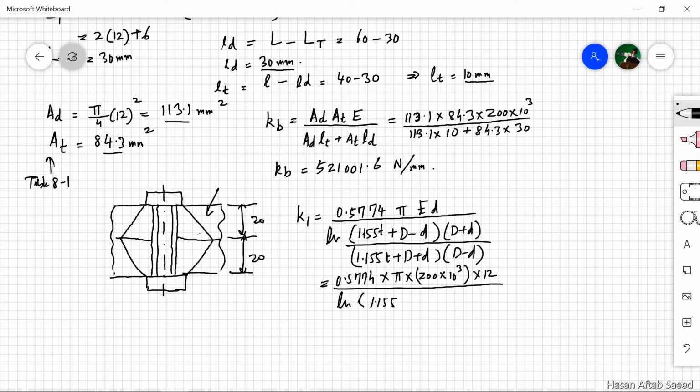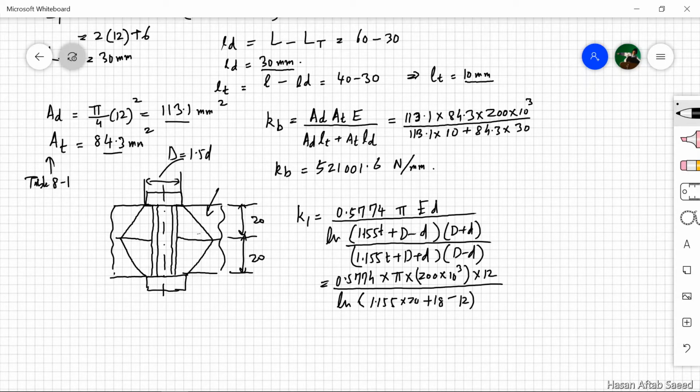0.155, D is 20. D, we are talking about this D here. So this is simply 1.5 times D. So 1.5 times D is 12, so it is 18.